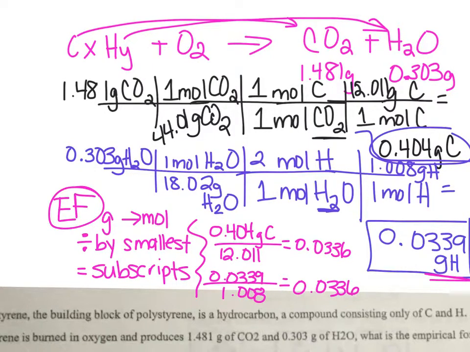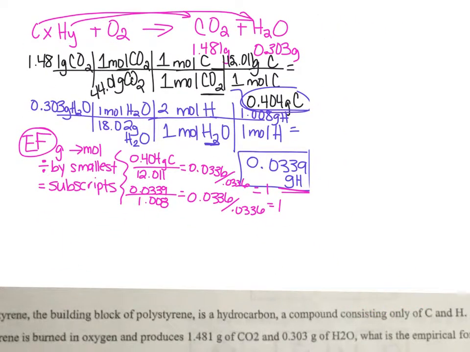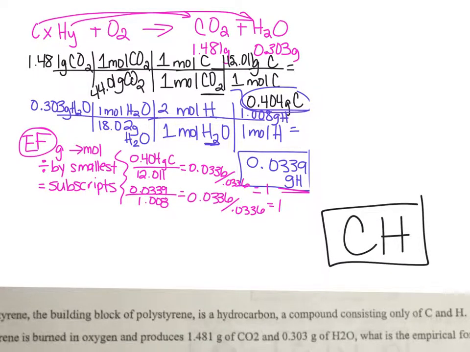Now we divide by the smallest, but we know that they're both the same, so we're dividing it by itself. Which tells me that both of these are going to have subscripts of 1. So my final answer here is CH. Okay? So that's for number 14.